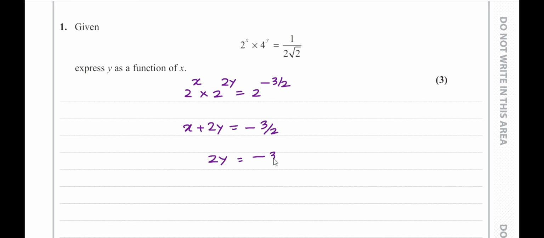Let us rewrite the equation as 2 to the power of x times 2 to the power of 2y equals 2 to the power of minus 3 over 2, which means x plus 2y should be equal to minus 3 over 2. Making 2y the subject here, we have minus 3 over 2 minus x. Therefore, y equals minus 3 over 4 minus x over 2. So this is expressing y as a function of x.